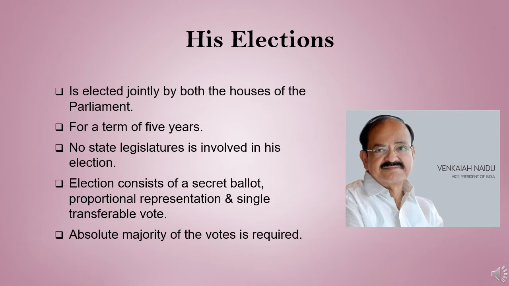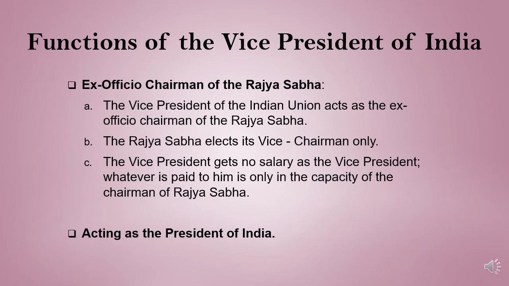Okay, now the functions of the Vice President of India. He is the ex-officio chairman of the Rajya Sabha. That means he is the member of the Rajya Sabha as well as the Speaker of the Rajya Sabha. So the Vice President of the Indian Union acts as the ex-officio chairman of the Rajya Sabha. The Rajya Sabha elects its vice chairman only. So the vice chairman of Rajya Sabha is elected only by the members of Rajya Sabha.